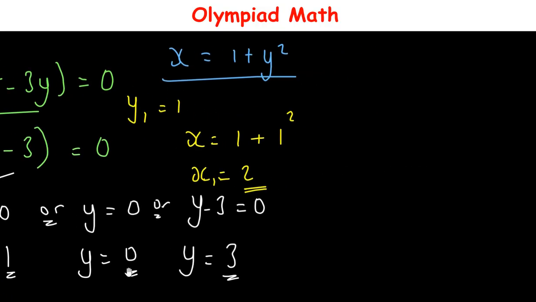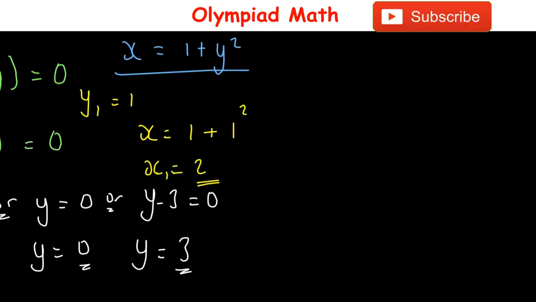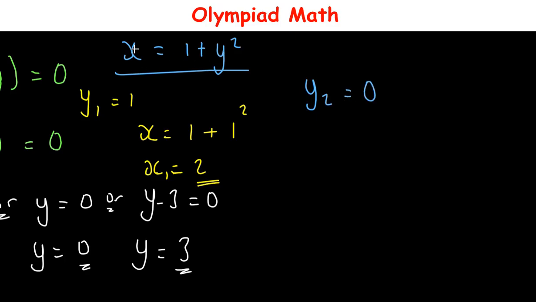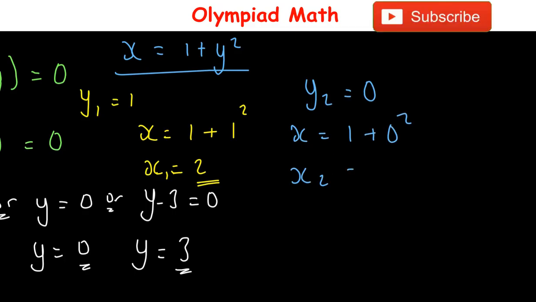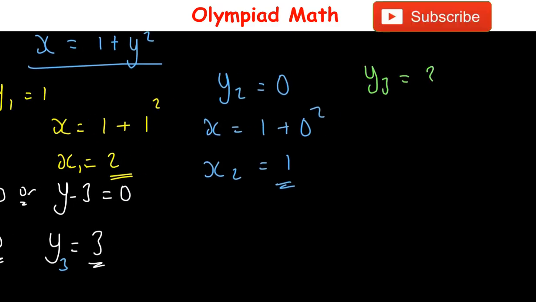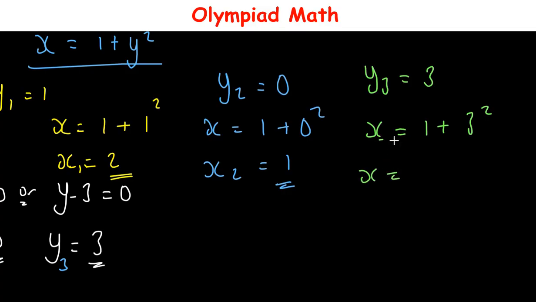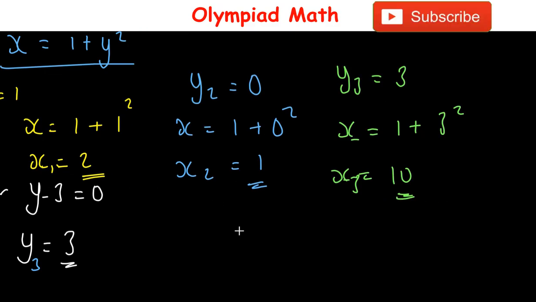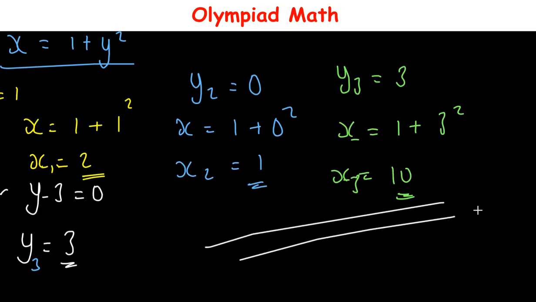Next, for y2 equal to 0, this equation becomes x equals 1 plus 0 squared, so x2 is equal to 1. Next, for y3 equal to 3, the value of x is equal to 1 plus 3 squared. 3 squared is 9, 9 plus 1 is 10. So x3 is equal to 10. So with this, we have the three solutions for the value of x. With this, we have gotten the solution of x for the given question.